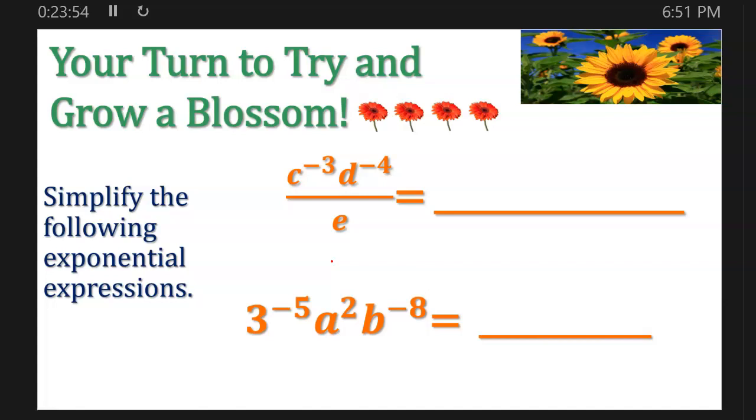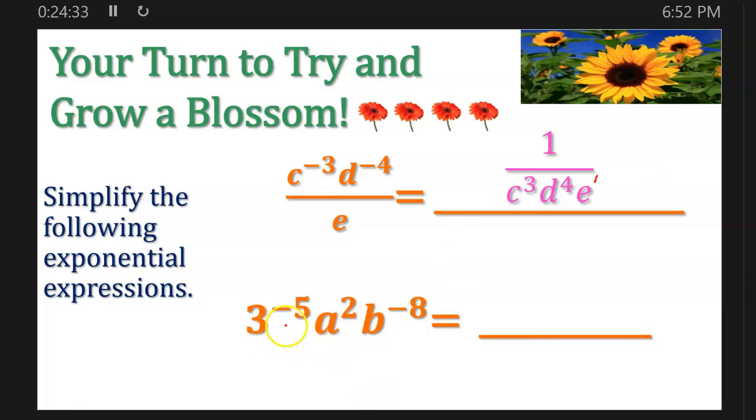1, 2, 3. Okay, so basically, in order to solve this problem, we just needed to move c to the negative 3 to the denominator, and it's 1 on top, and d to the negative 4, and move that to the denominator, and the 1 stays on top. And of course, 1 times 1 is just 1. So we end up with c to the 3rd, d to the 4th, and the e did not move because it's got a 1 exponent, and that is positive. So we didn't want to move that one because it would be negative, and we don't want to leave those negatives in our final answer.